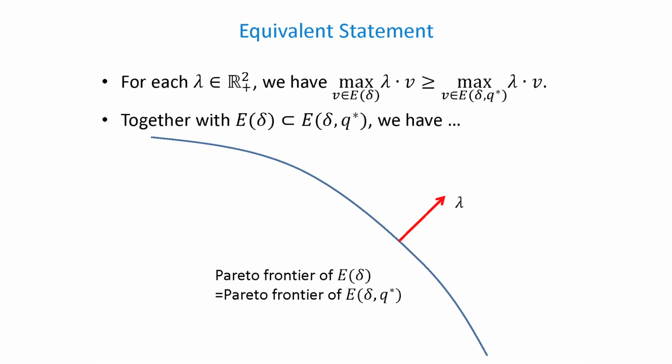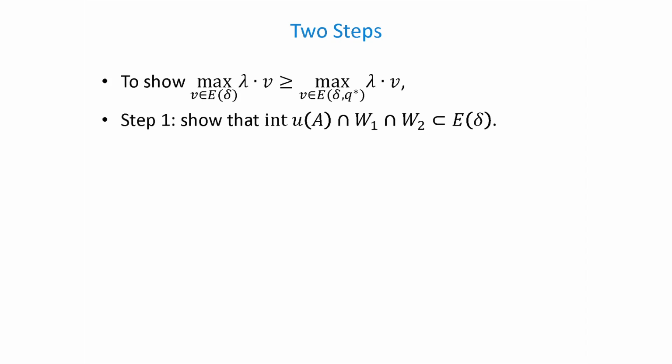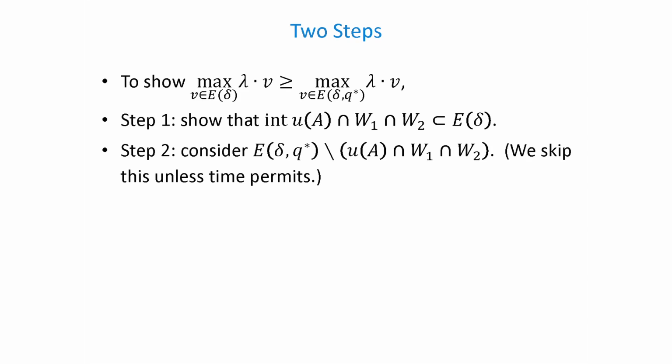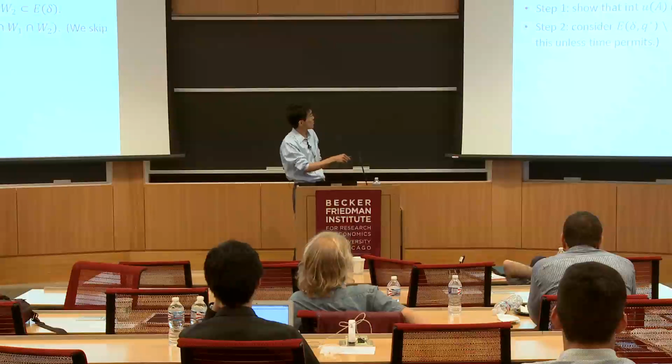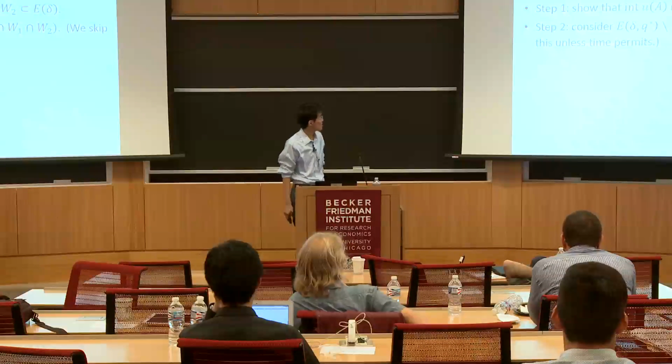Okay, so there are 2 steps in the proof to show this inequality. The first one is to show that this intersection of UA and W1 and W2 is actually included in this mediated perfect monitoring equilibrium payoff set. Okay? So that's the first step. And the second step is to consider what we can achieve by the omniscient mediator outside of this set, because this set is already proven to be included in step 1. So we are left to show that this set is also outperformed by mediated perfect monitoring. Step 2 is more complicated, so we may skip this unless time permits.